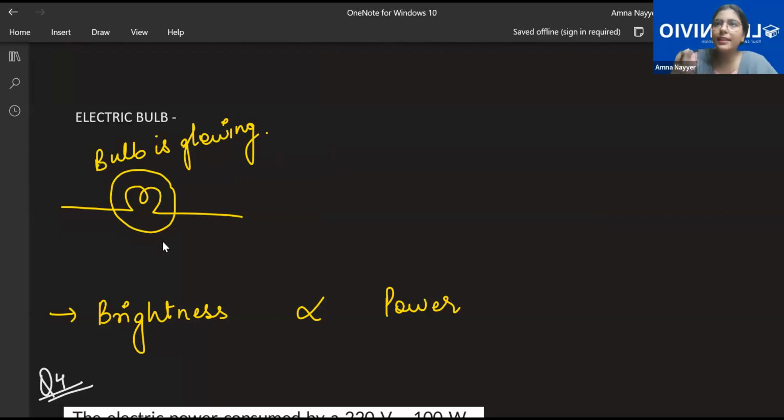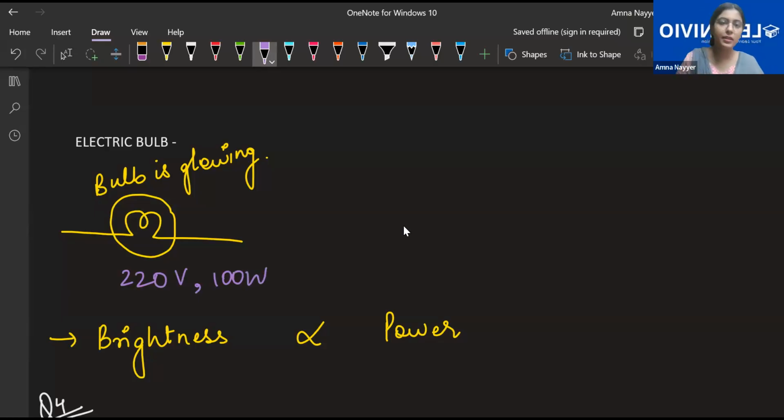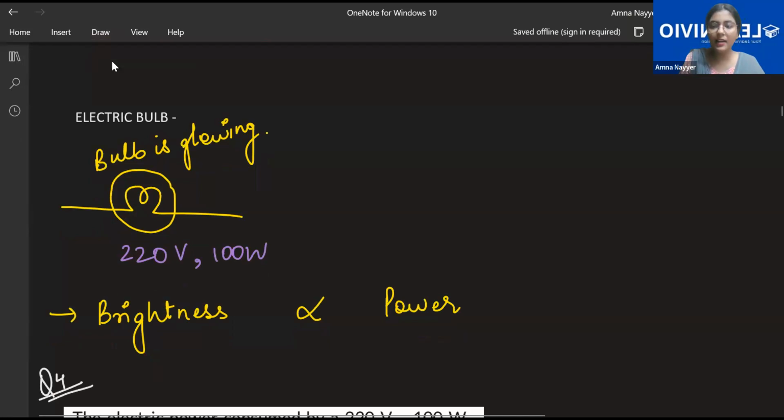Okay, now see, when we're talking about this electric bulb, usually when the bulbs are manufactured by the company, there are certain ratings on it, which is known as power rating. So you'll often find such terms written on the bulb itself and in the questions that will be given to you, like 220 volt, 100 watt. Terms like this will be mentioned. So this is known as power rating or rating of the bulb.